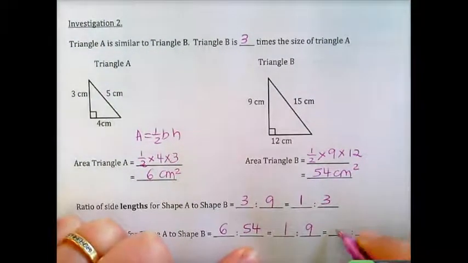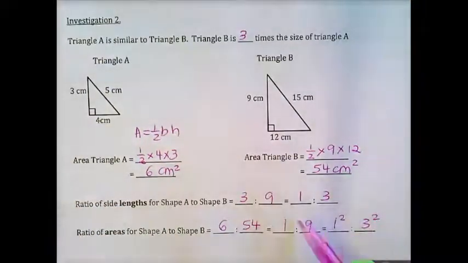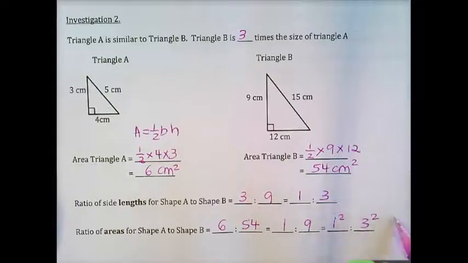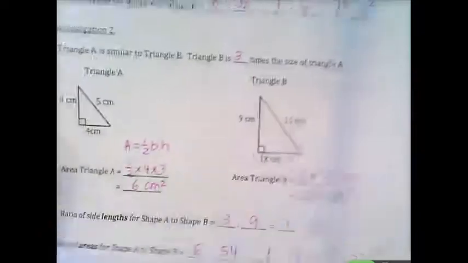Now, how can you write them? 1 is 1 squared. So can you see what's happened with the side lengths? They've both been squared. And you know how area is always squared units? It makes sense. So 1 squared to 3 squared. All right, we're going to go over the page now and do the same with circles.